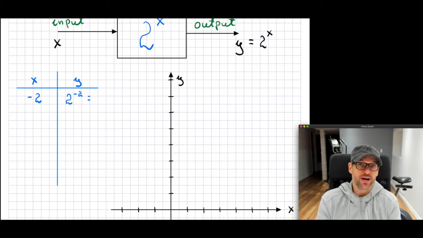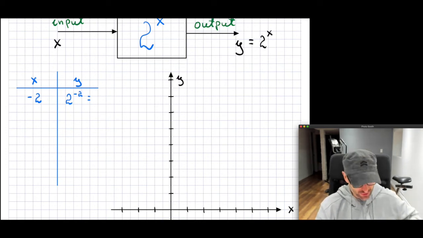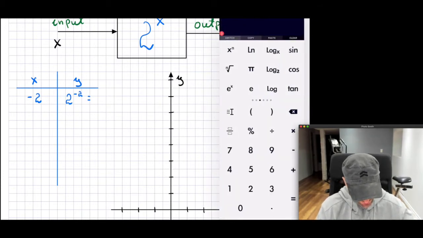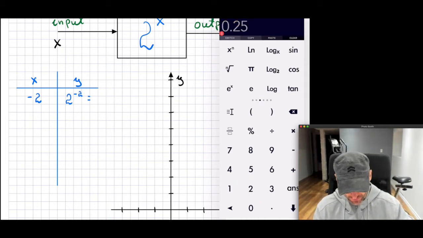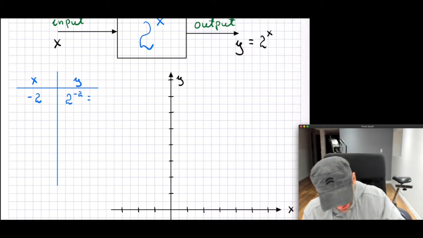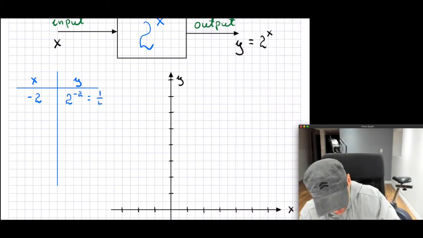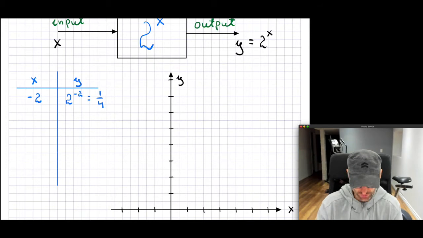Or you can try to use your calculator. You can take your calculator out and say 2 to the power of -2, and then you'll see that it is 1/4 as we have it. So that is my answer, which is really 1/4 or 0.25.